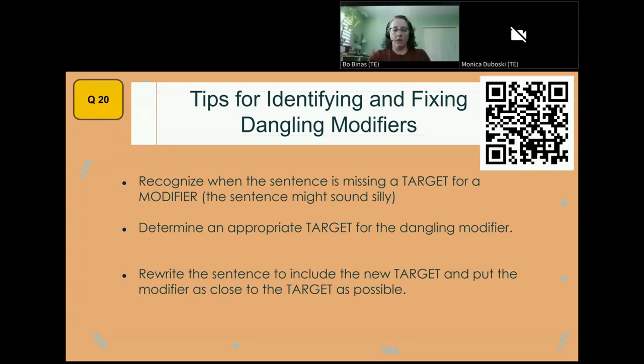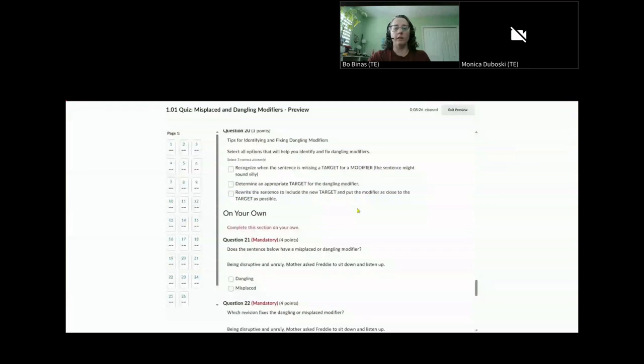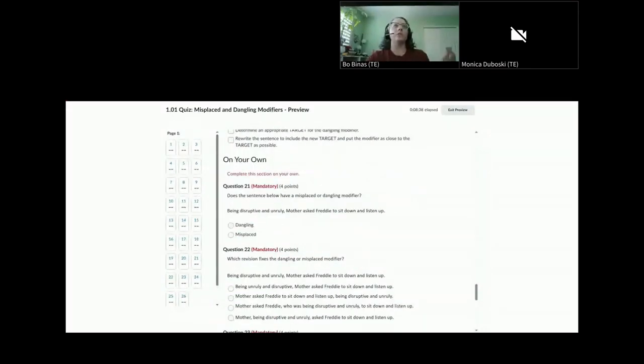All right, so the next section in the quiz is the on your own section, and I want to just look at this real quick with you guys. There are pairs of questions. The first question asks you if there is a dangling or a misplaced modifier. It's one of them. So these sentences are wrong, but you have to identify whether it's a misplaced modifier or a dangling modifier. Then in the next question in the pair, you revise it, you fix it.